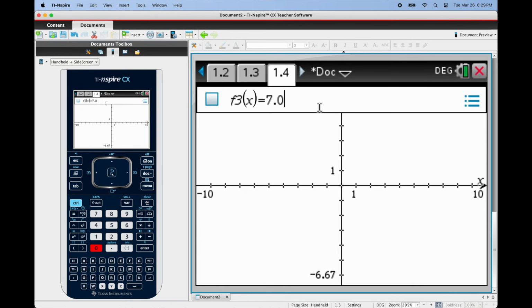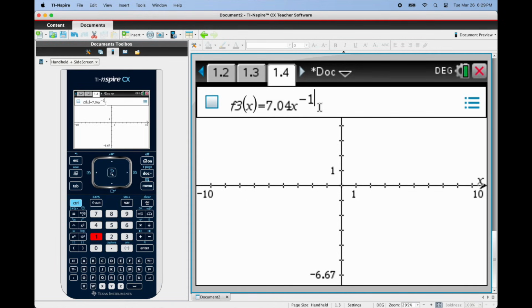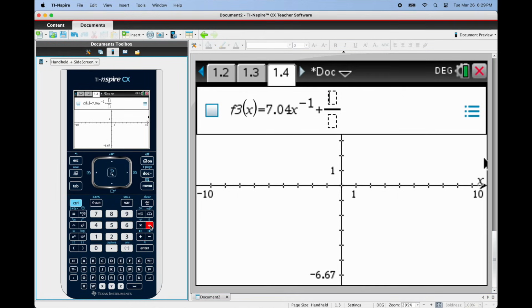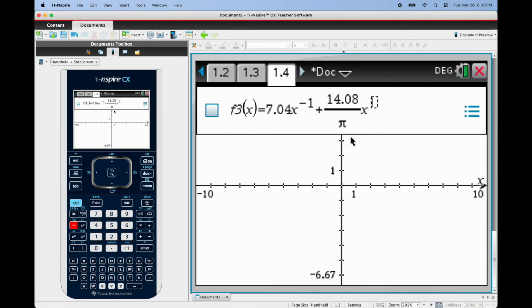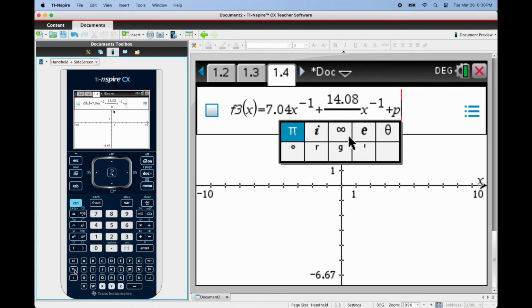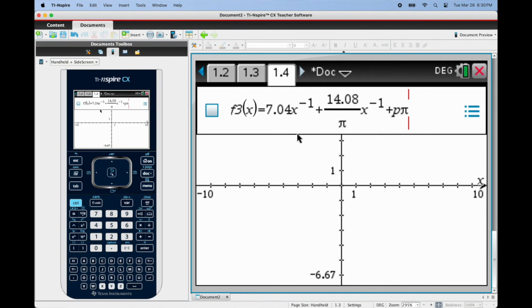So we have 7.04 r. Actually, sorry, we're going to need x. X to the -1 plus, set up a fraction, 14.08 over pi. And then this is again going to be multiplied by x to the -1. And then the problem here is we don't know what p is. So we can't just simply do pi times x squared, because we have two variables. And that's a problem.